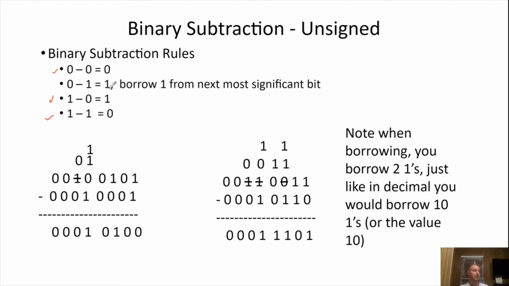0 minus 1, we always get a 1. And we always borrow from the next most significant, so the one to the left. The only thing here in computers when we are doing these, and we're going to talk about it, we are always borrowing from the left, even if we don't have, we kind of take it from outside, and we're going to see examples of that. But first, let's look at these.